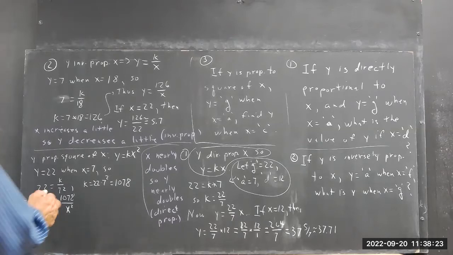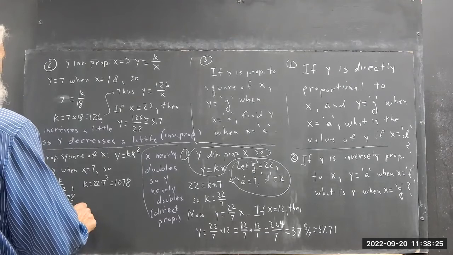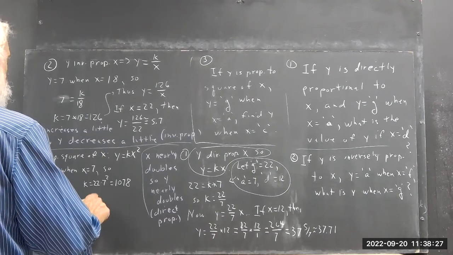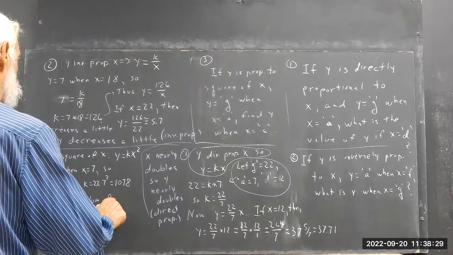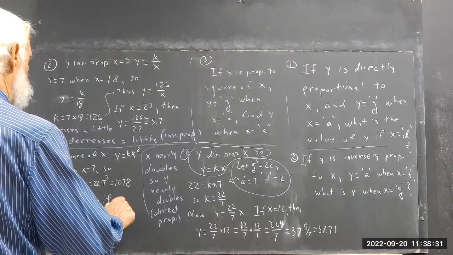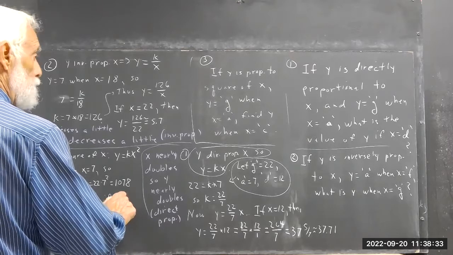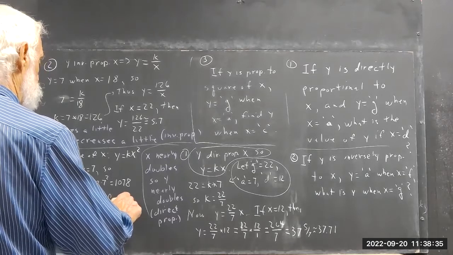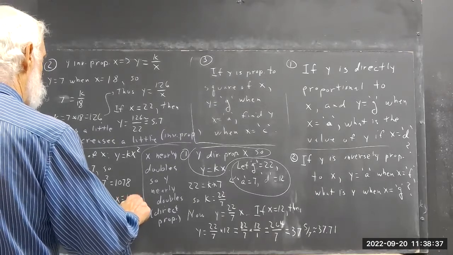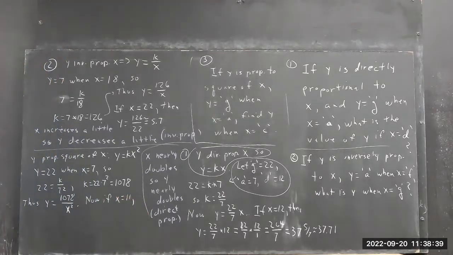Okay, so y equals 1078 over x squared. Now, if x equals c, which we'll say is, let's say 11. Okay, now let's think about it.